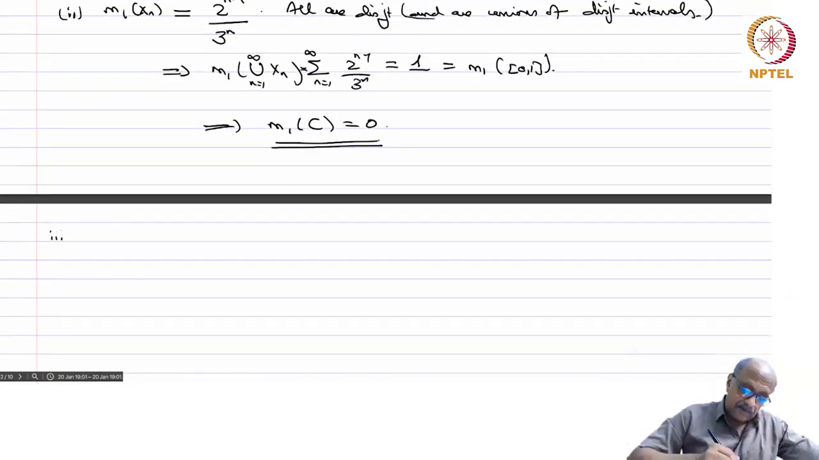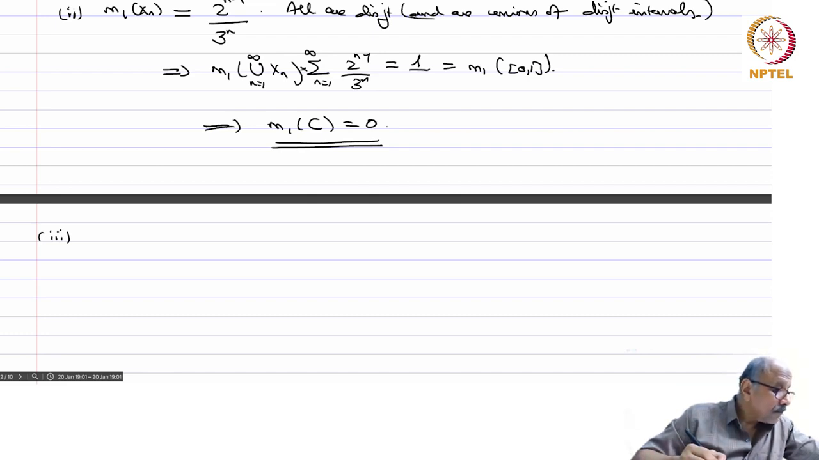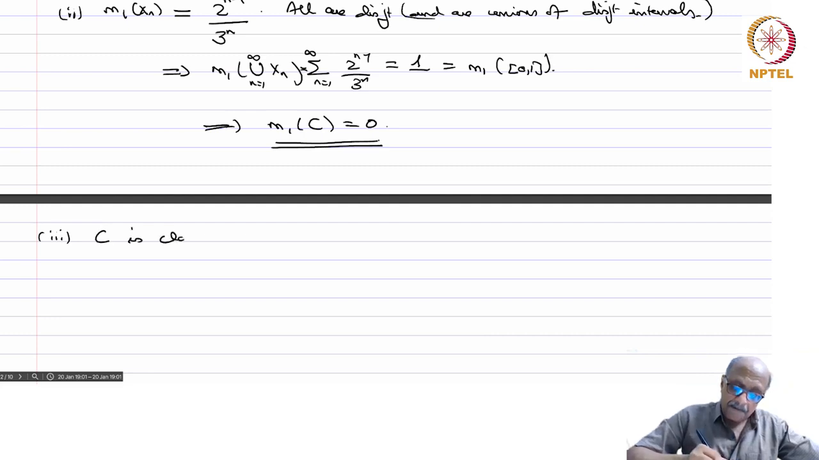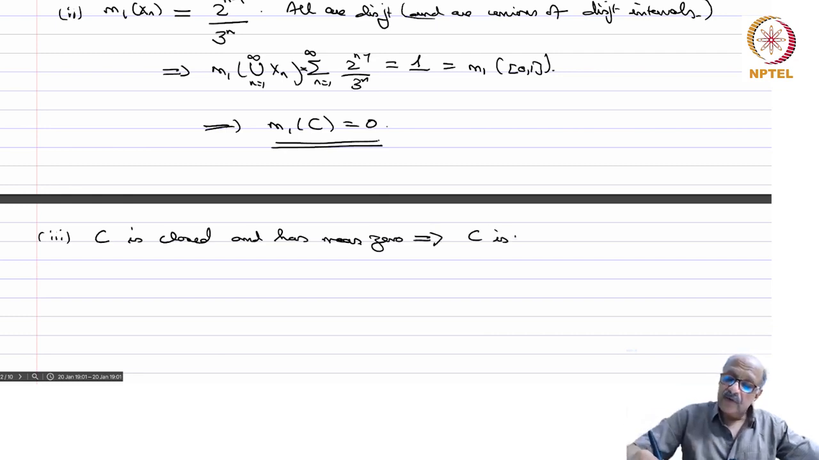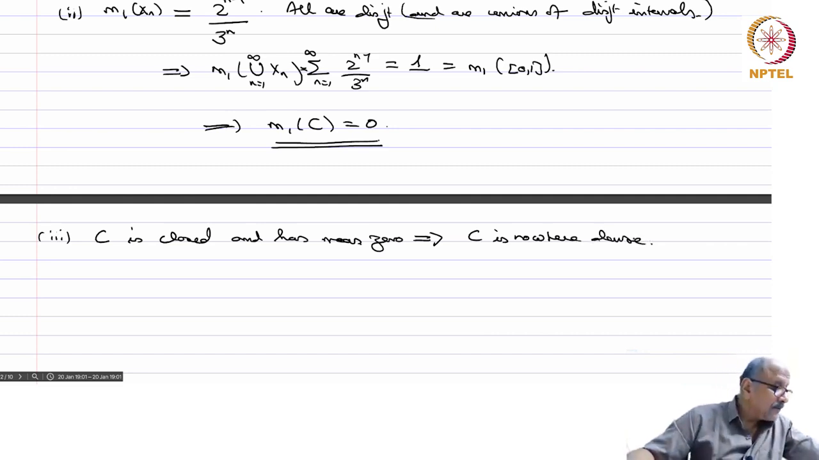Three. So C is closed and has measure 0, and therefore this implies C is nowhere dense. We already saw that. Okay.